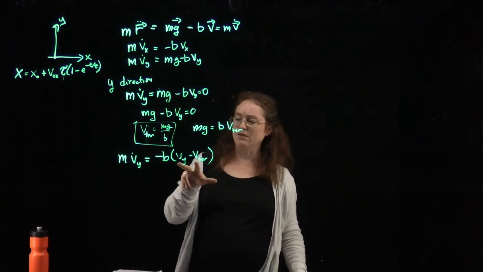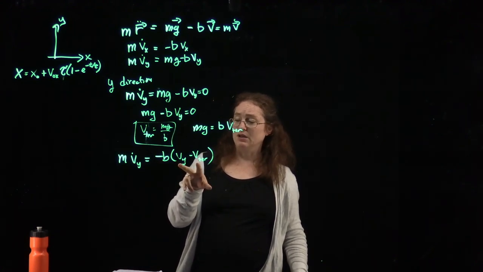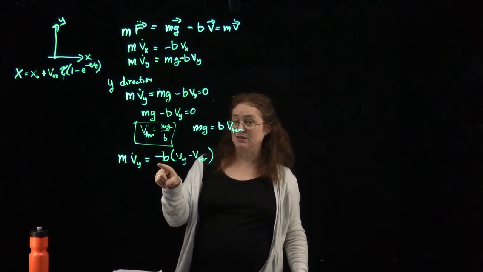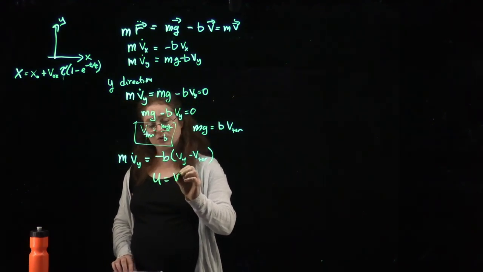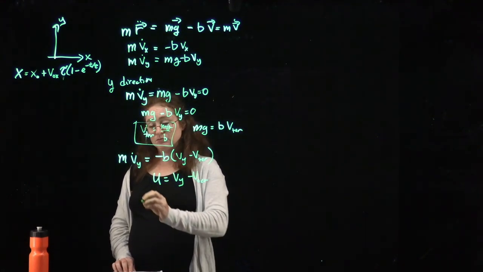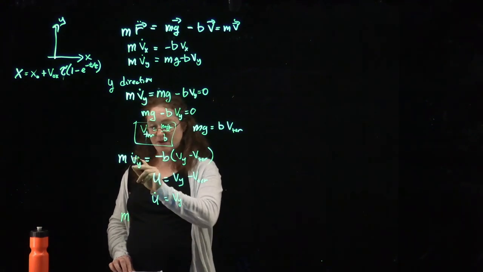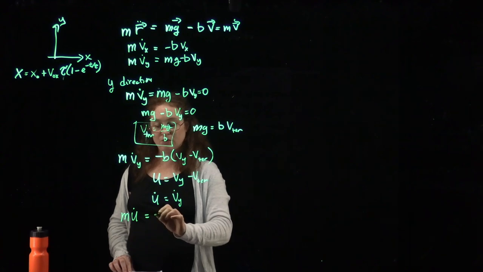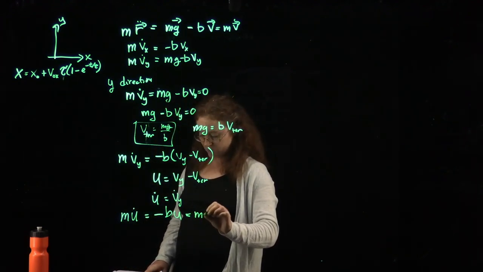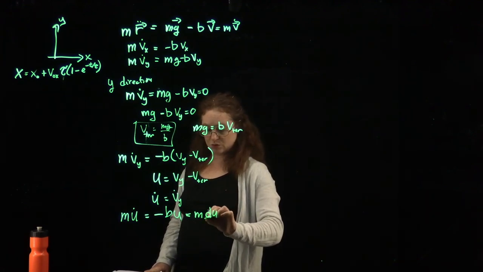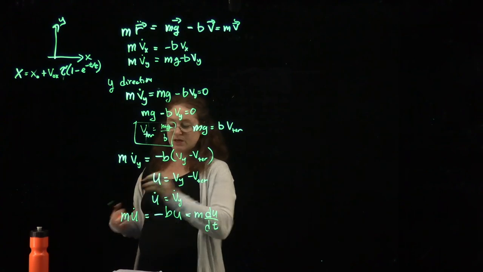So the force of drag is proportional to the difference between the current velocity and the terminal velocity. If this velocity is greater than this velocity, the force is negative. If this velocity is less than this velocity, then the drop, or the object, is going to speed up. And we are going to introduce the variable u equals vy minus v_ter, and then u dot is equal to vy dot. So here we have m u dot equals negative b u. And this is equal to m du dt. We're going to rearrange this by multiplying on both sides by dt.